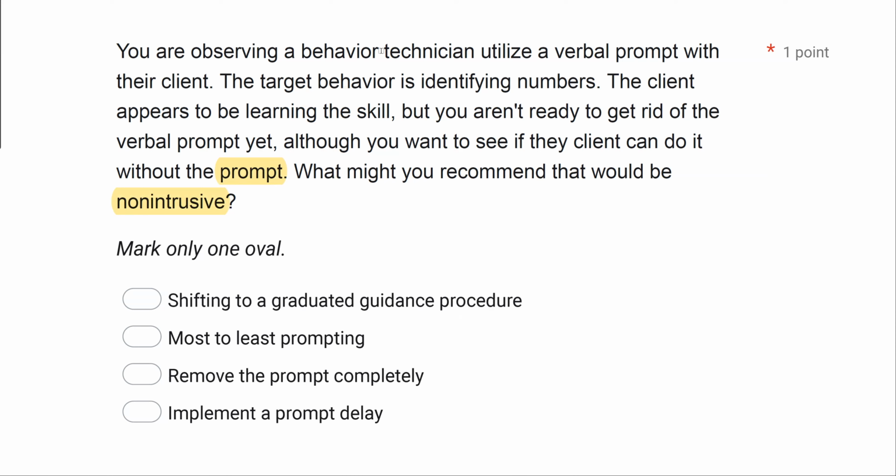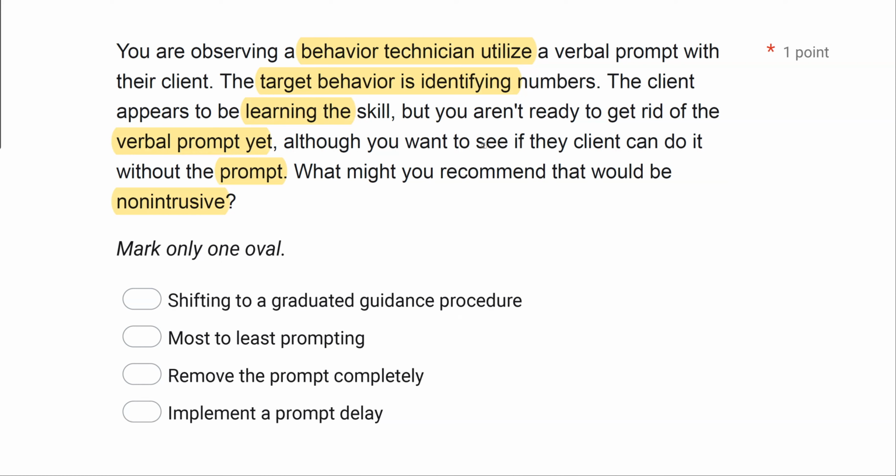And the situation is you're observing a technician utilize a verbal prompt with the client, and the target behavior is identifying numbers. The client is learning the skill, but we don't want to get rid of the verbal prompt yet, although you want to see if the client can do it without the prompt. Now think about that. The client appears to be learning. However, we don't want to fade the verbal prompt yet. We just want to see if the client can do it without the prompt.